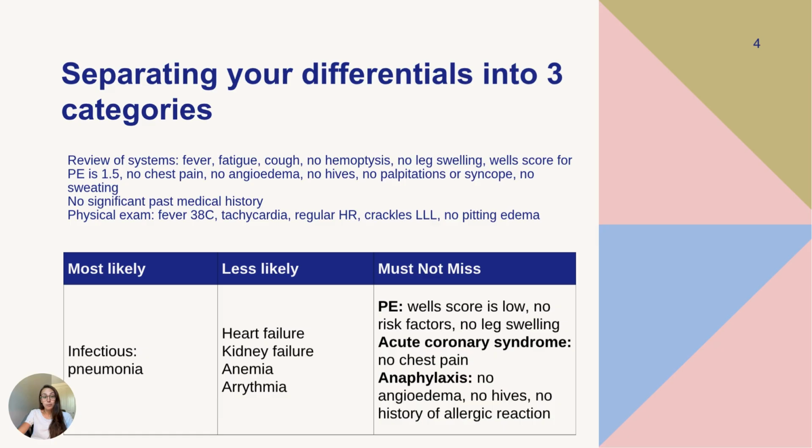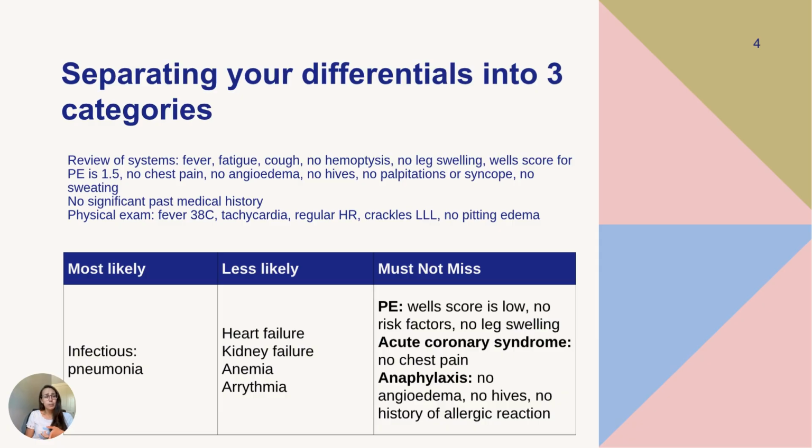So, when you see this patient, they tell you that they have fever, fatigue, cough, they're not coughing up blood, there's no leg swelling. You use the Wells score to risk stratify your pretest probability for DVT and PE. It's a low pretest probability. So there's no chest pain, there's no angioedema, no hives, no palpitations or syncope, no sweating. So with that, you're ruling out a lot of things, right? Less likely to be a pulmonary embolism, less likely to be acute coronary syndrome. There's no signs of anaphylaxis. So already you've more or less teased out those must not miss diagnoses.